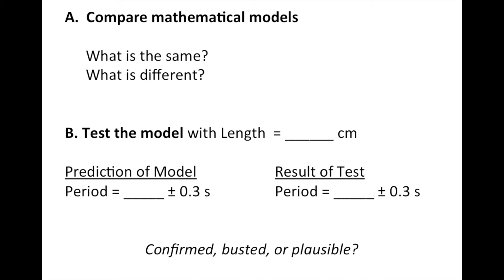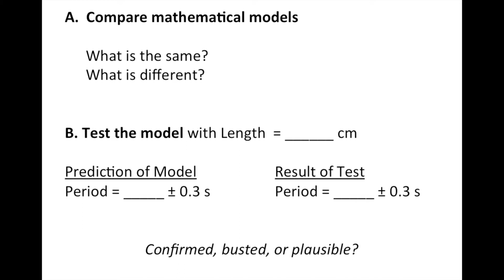Next, we compared the mathematical models to look at what was the same and what was different for all the students in the class, and what we discovered was that everybody had a quadratic pattern, everybody had used the same units, and the constant was very close. There really weren't differences other than the variations in the constant.